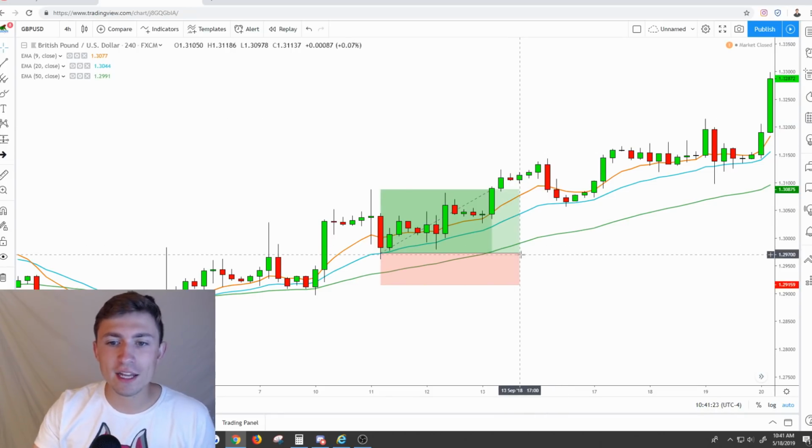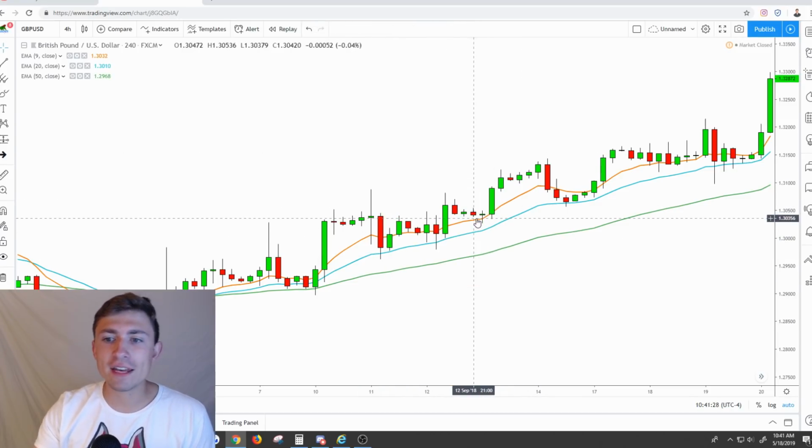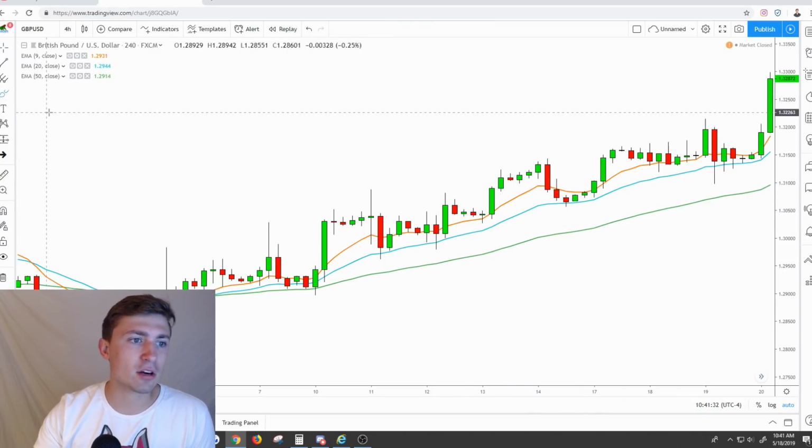So with this trading setup, you can see overall we had a nice target hit where we got into the trade right there. Now the next thing is we're going to see another opportunity here right over here. So there is our trading strategy setup.